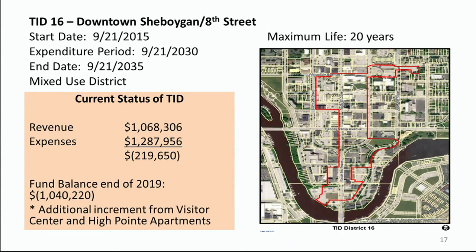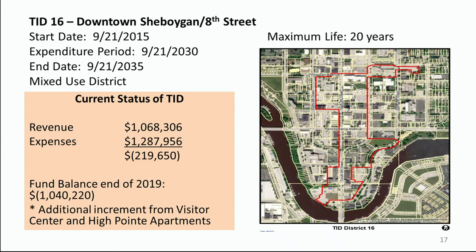TID 16, downtown Sheboygan and A Street. So this was created in 2015. Really the reason this was created was to facilitate the development of some market rate apartment housing. It runs through 2035 as a mixed use district. It has a negative cash balance right now of $219,650, as well as about $1 million fund balance negative.